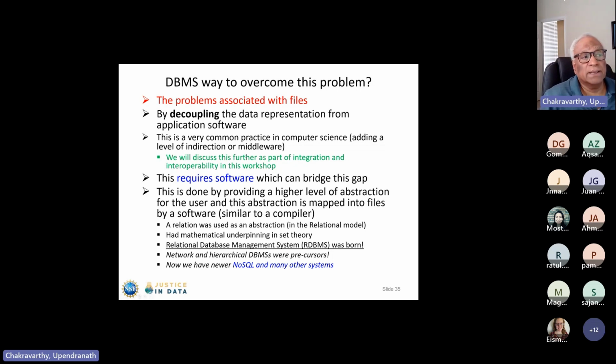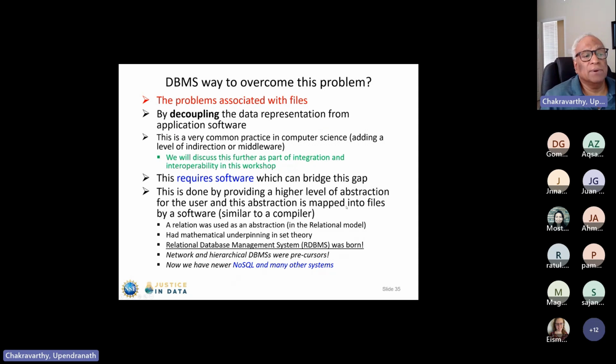This is a very common practice in computer science. We call it a level of indirection. You may also think of it as a middleware, a very specific middleware. We will discuss this further in another module. This requires software which can bridge this gap. So software is the one that bridges the gap between the format representation and what the application understands.